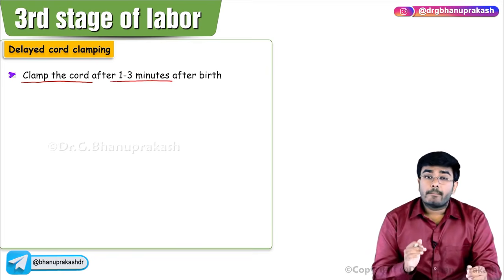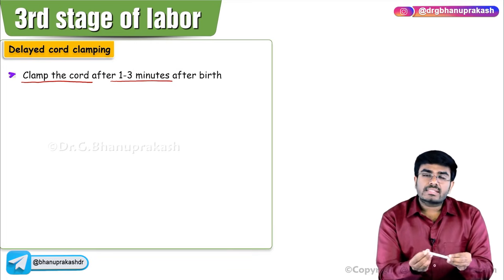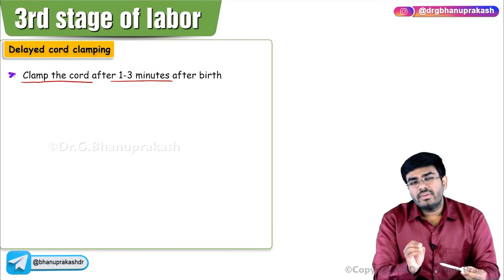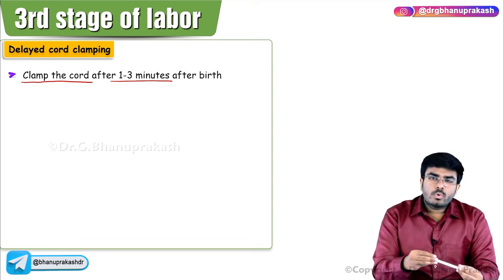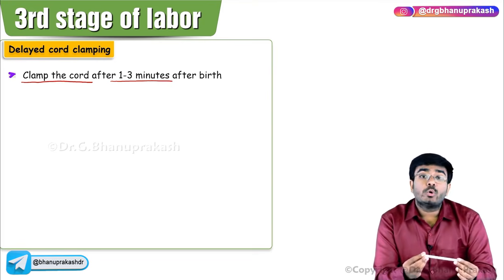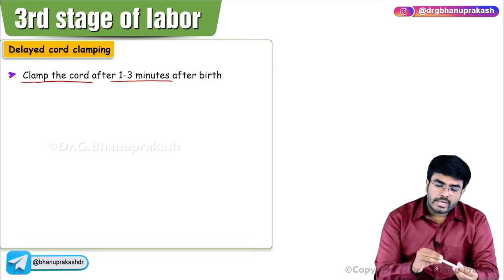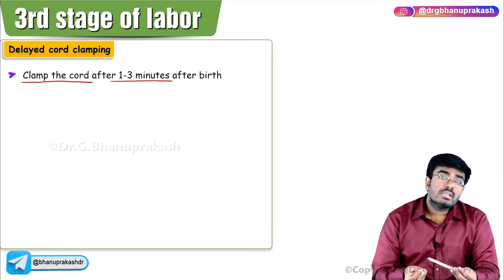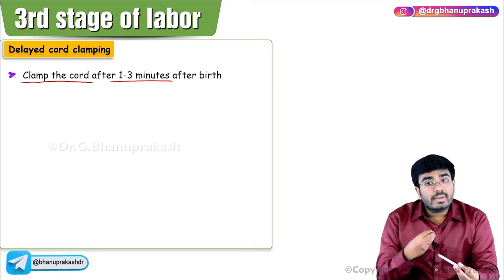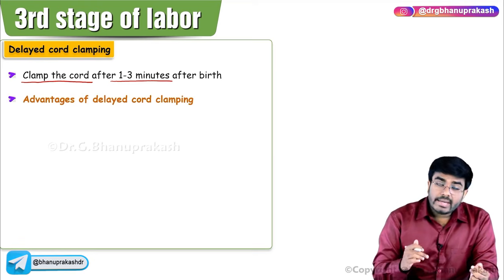Why is this important? Because if you give that much time, all the blood present in the umbilical cord, the fetal blood, will be taken back by the fetus. Almost 80 to 100 ml of blood is present in the umbilical cord, and all of it is taken back by the fetus. So almost 50 milligram of elemental iron will be taken back by the fetus, which will prevent anemia in the fetus. That's the reason we do delayed cord clamping.